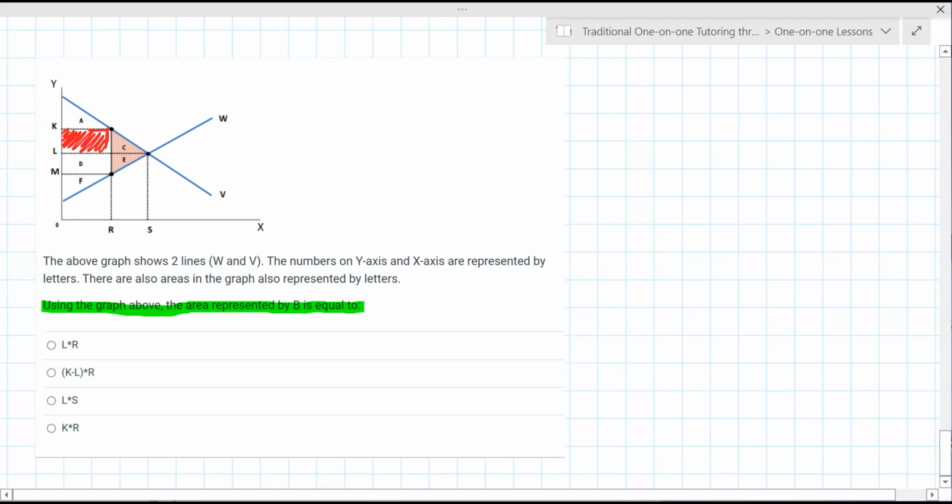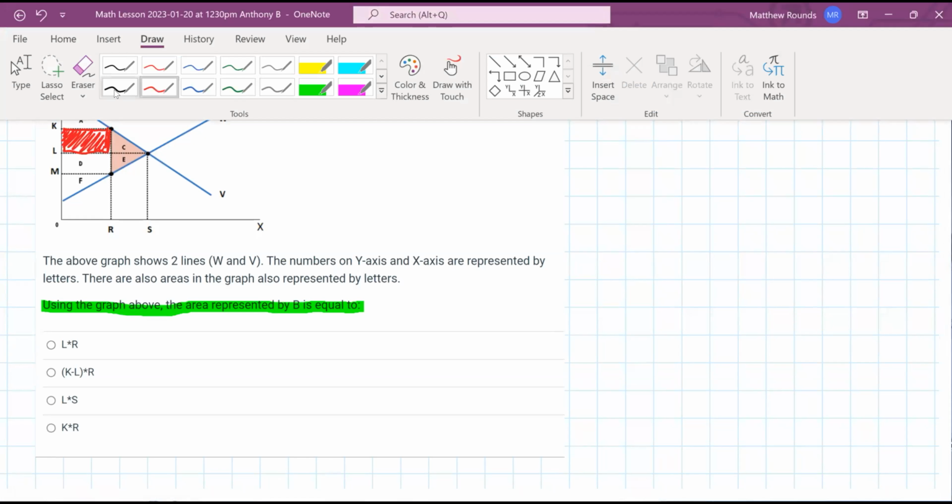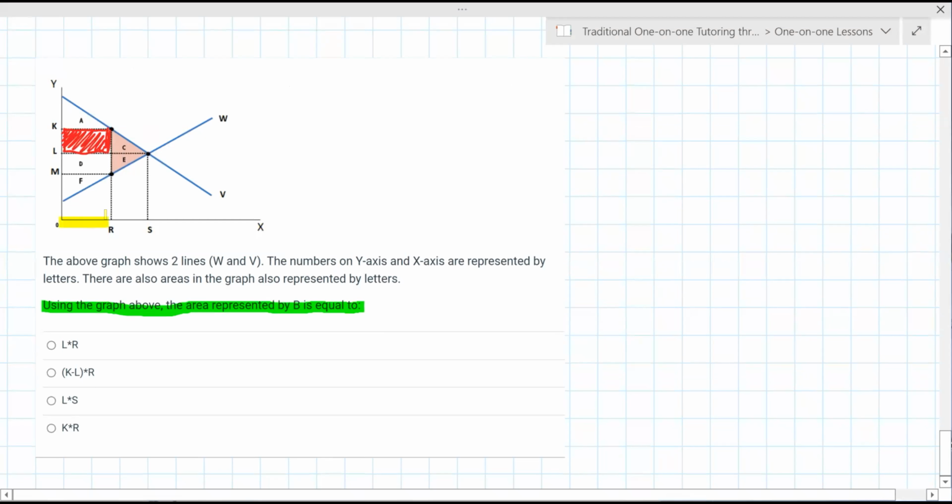And the area of a rectangle is base times height. The base is down here. The base is whatever this yellow is. Do you agree with that? I think it would be K, L, and then R. Yeah, so it's K minus L. And the reason is, let's say K is 10 and L is 8. We want the difference in height, and that's why you subtract the two. So yes, that's the correct answer.